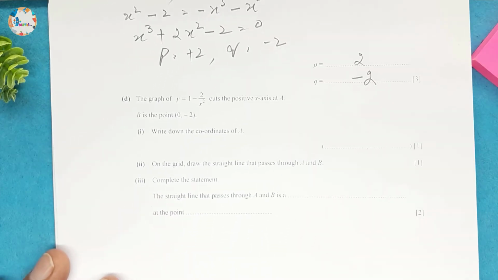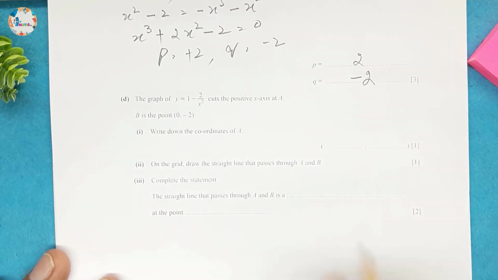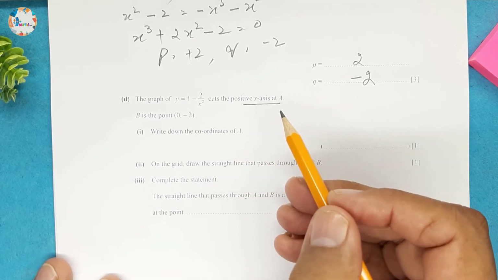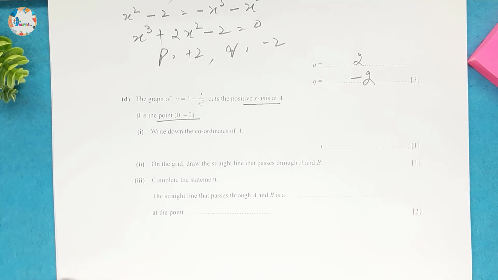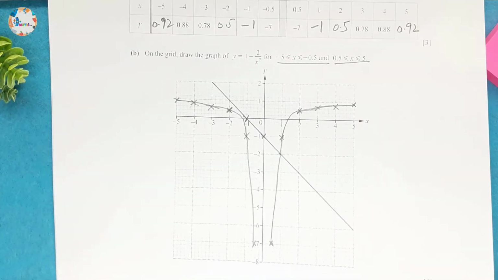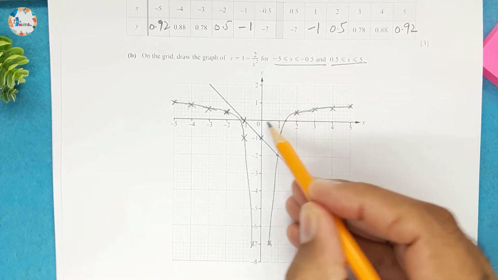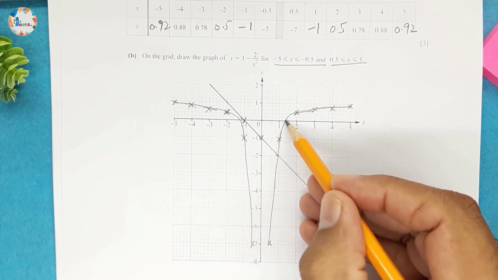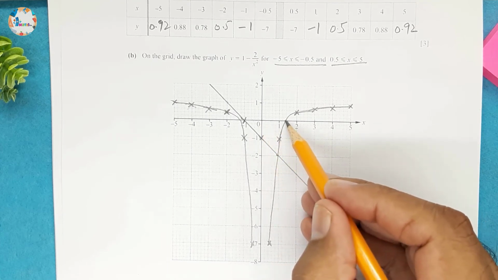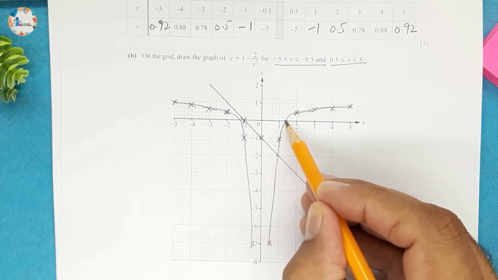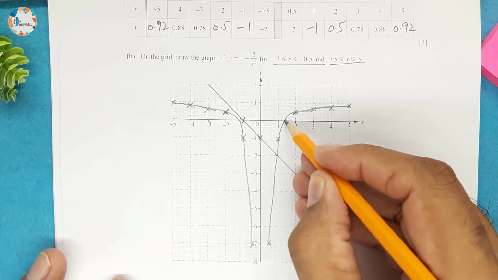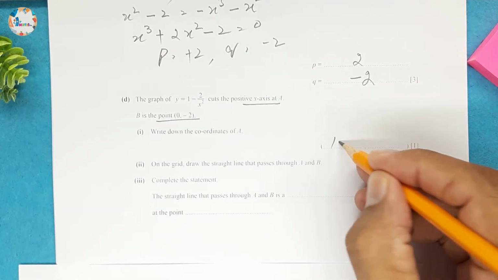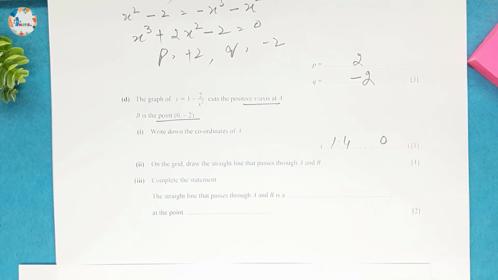Then the graph of y is equal to 1 minus 2 over x squared cuts the positive x-axis at A. B is the point (0, -2). Write down the coordinates of A. So for this one we can go through this drawing. If we check, this is the point where this curve is intersecting the x-axis, and this is around 1.4. So 1.4 will be this point. So 1.4 x value and 0 y value. So the answer will be (1.4, 0).